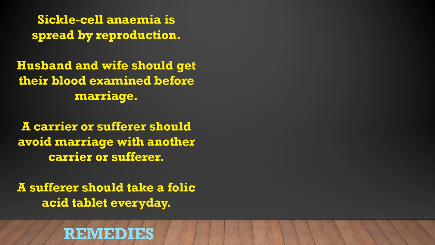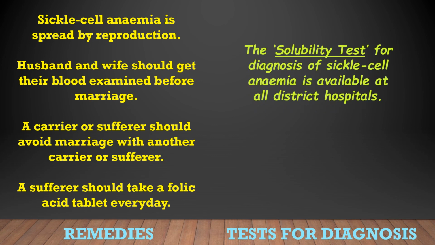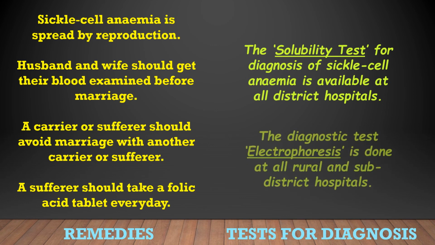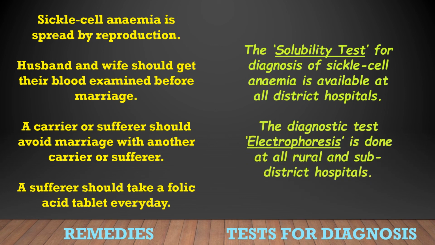Now, how do we diagnose or come to know that we have sickle cell anemia? Okay, so there are certain tests for that. One is the solubility test, which is available at all district hospitals, and another one is the electrophoresis test done at all rural and sub-district hospitals.